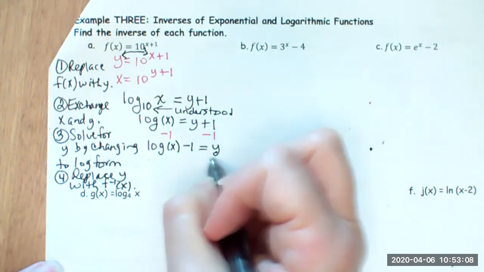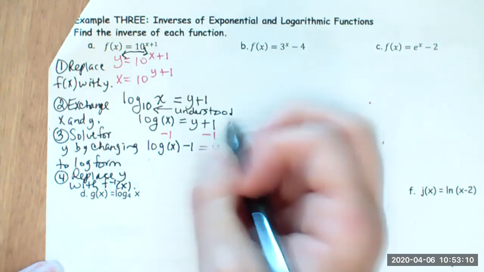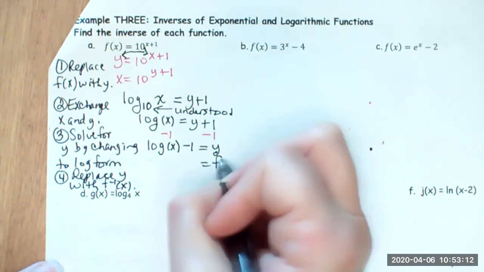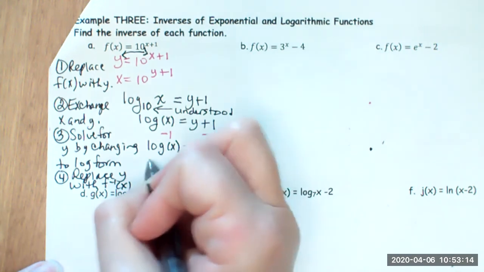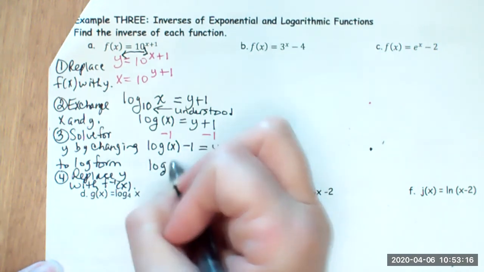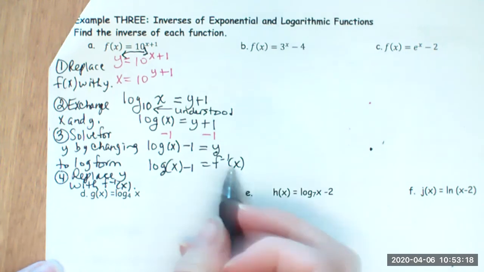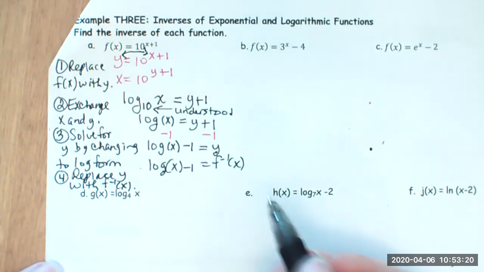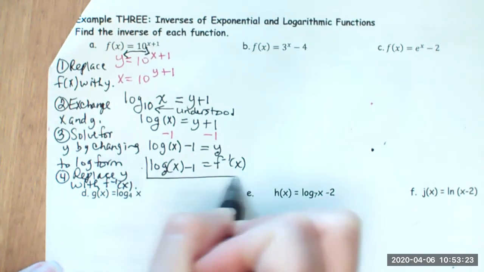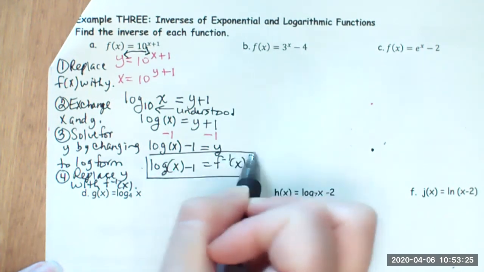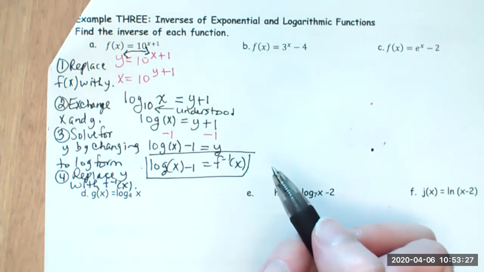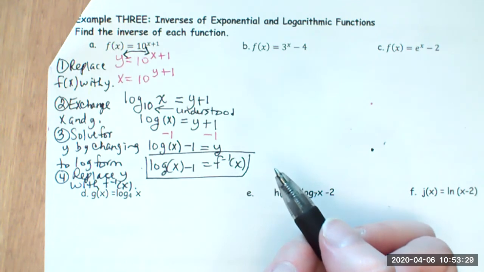Okay? So I've got y equals f inverse of x, and that's equal to log of x minus 1. And I could put the f inverse of x on the other side of the equation. It doesn't make any difference. But here's my answer. Now I want you to notice something that'll help you to check your answers.